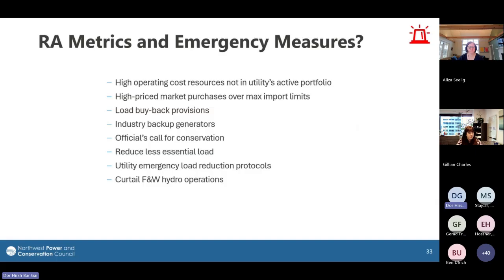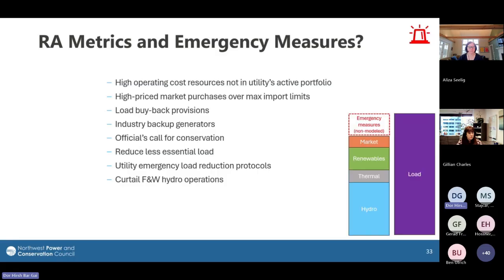And this leads us, as promised, to the emergency measures. There is a list of actions that utilities and decision makers can take, and these come in from this image on the right. Reminiscent of the image in the beginning, here we see the load on the right and different resources on the left. There's a gap, and hypothetically this is where your emergency measure would take effect, so you mitigate the shortfall. The key is these are not modeled.